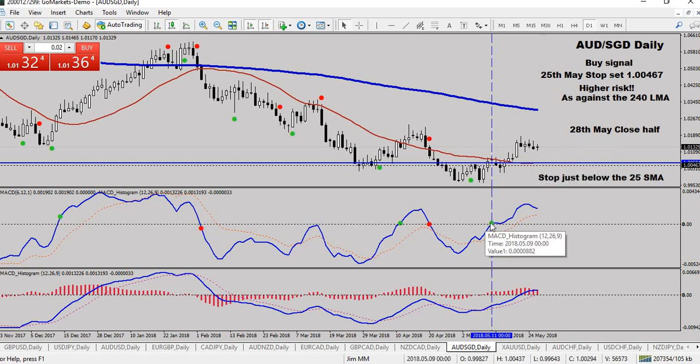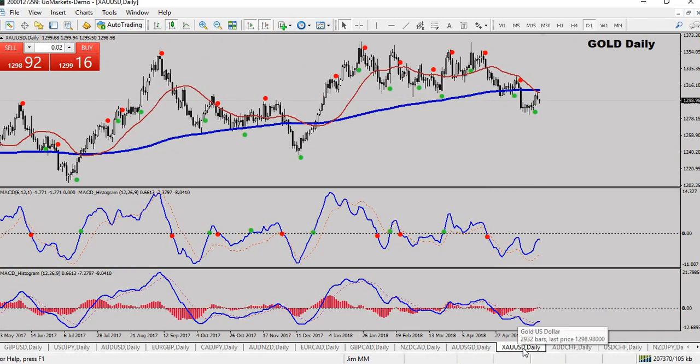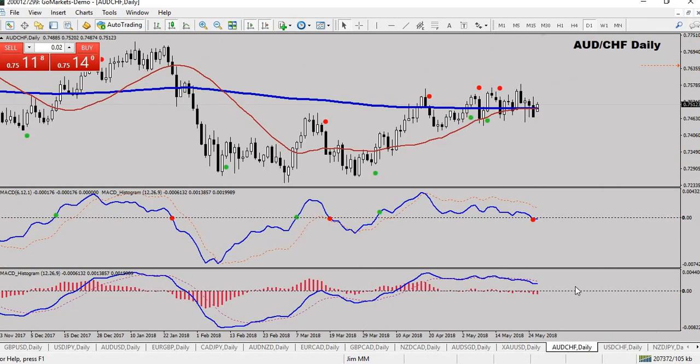A closed half. Just looks like it's losing strength, rolling over. You got that sort of flag pattern. So close half, move your stop up just below the point of entry or the 25 SMA. If it rolls over and goes through the stop, nothing lost, maybe a little bit of profit. If it decides to keep on heading up, then we're still part of the trades in the game still, so that's pretty good. Gold, nothing doing.